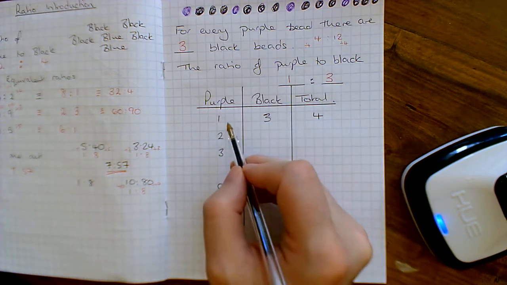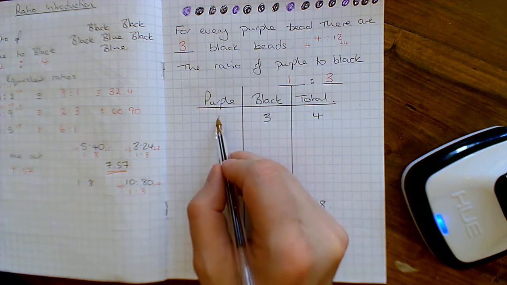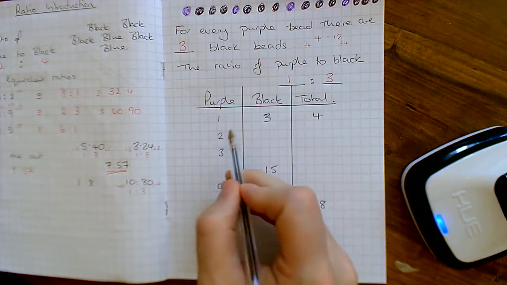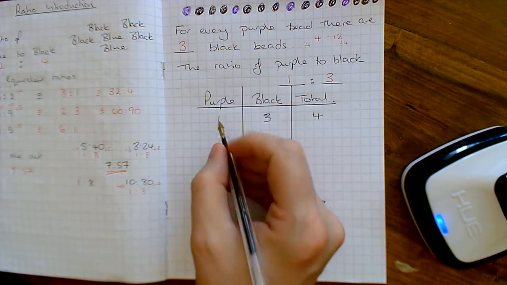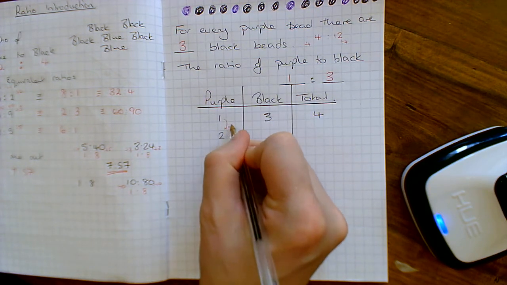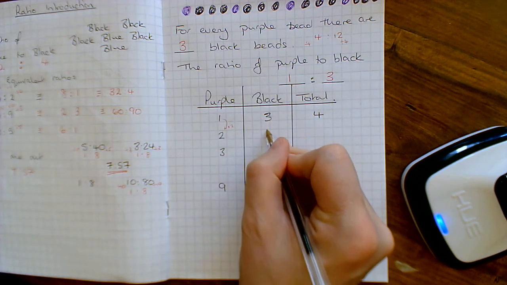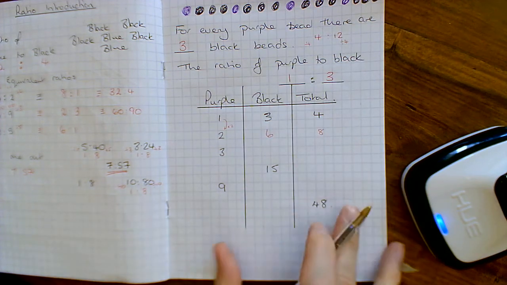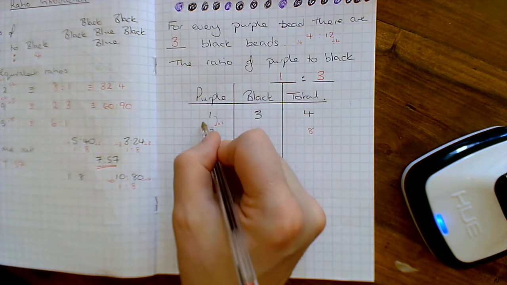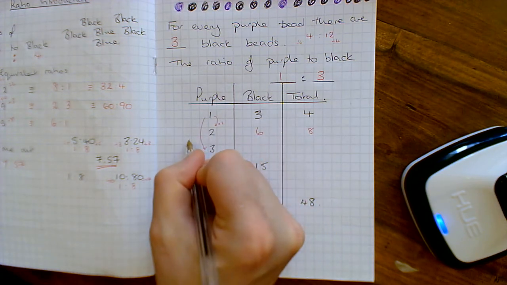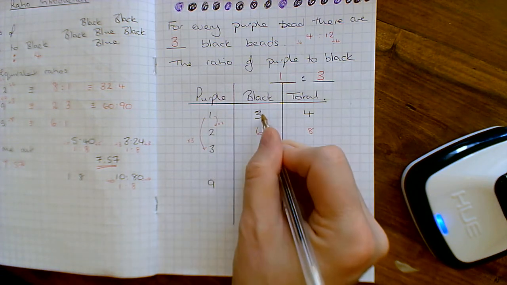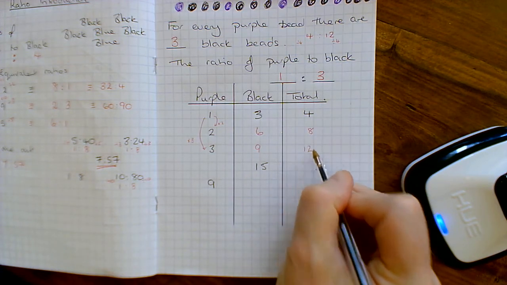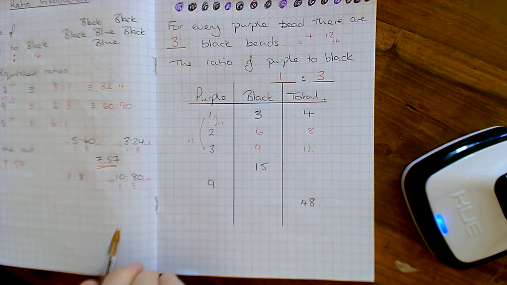On the table, we're just going to fill all the table in. So if there's 1 purple, there's 3 black, gives you 4 altogether, doesn't it? 1, 2, 3, 4. If there's 2 purple, so twice as many, I've just times that one by 2. So I multiply this by 2, I get 6, and I multiply this by 2, and I get 8. Okay. To get from 1 down to 3, so from here to here, I'm multiplying by 3 this time. So 3 times 3 is 9, and 3 times 4 is 12. The 3 and the 9 doesn't give us 12 anyway.